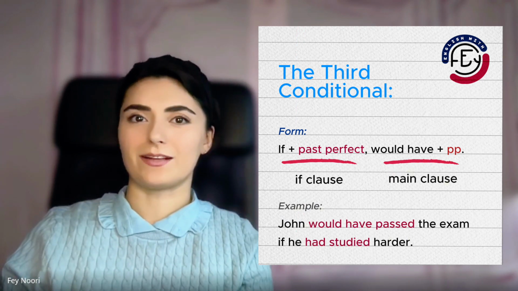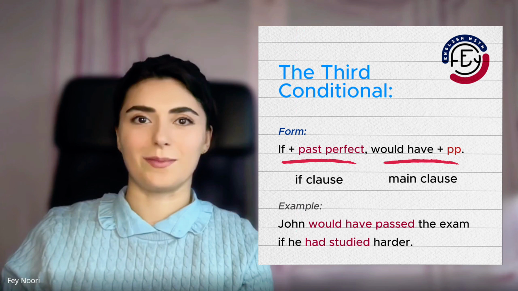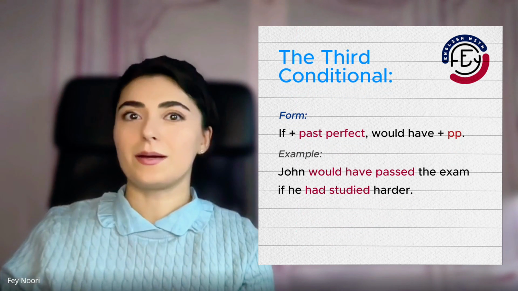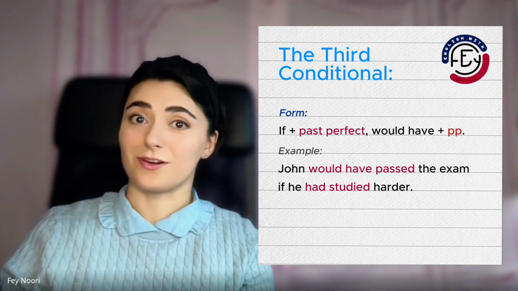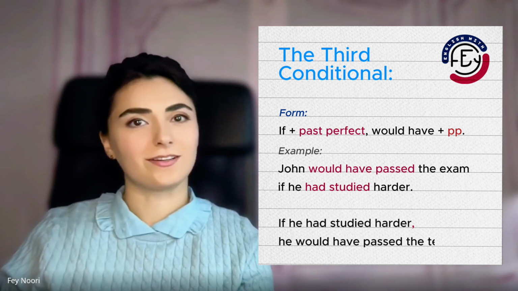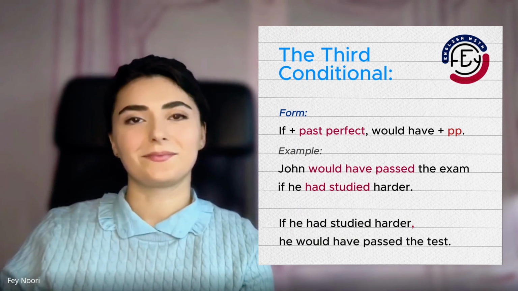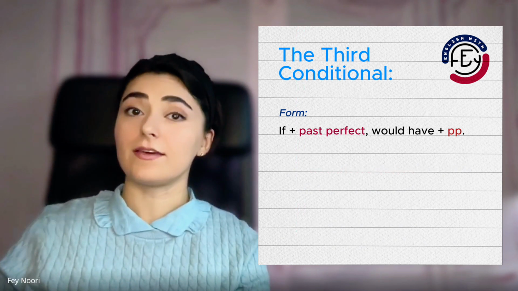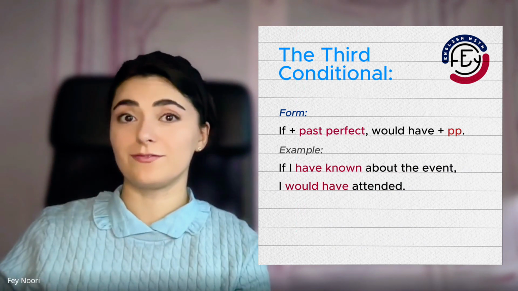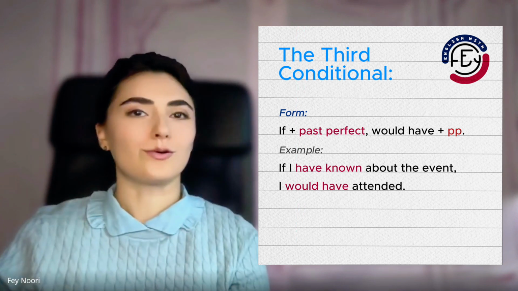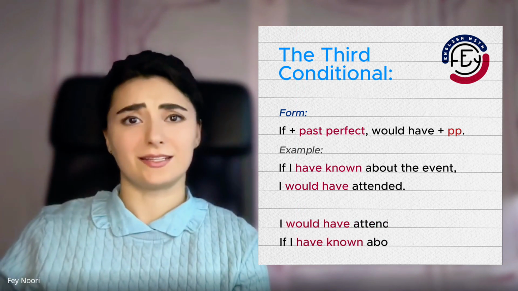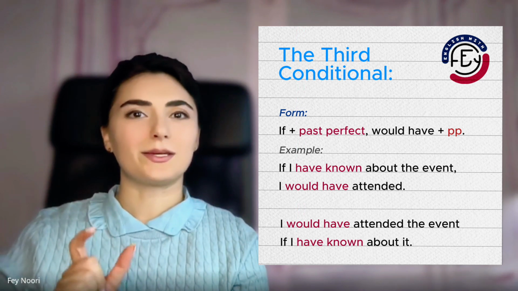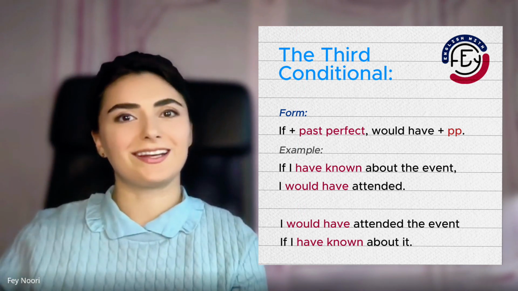When you use the main clause first, you don't need a comma. John would have passed the test if he had studied harder. But if you use the if clause first, if he had studied harder, he would have passed the test. You need a comma. Do you remember our previous example? If I had known about the event, I would have attended. You could also say it like this. I would have attended the event if I had known about it. And by using the main clause first, we don't need a comma anymore.